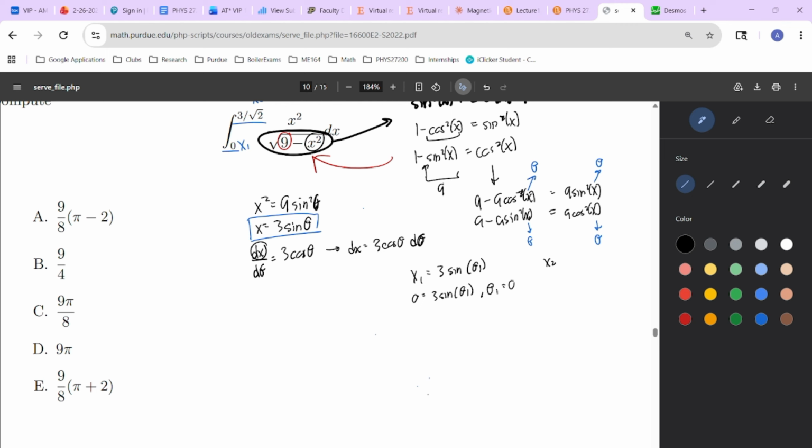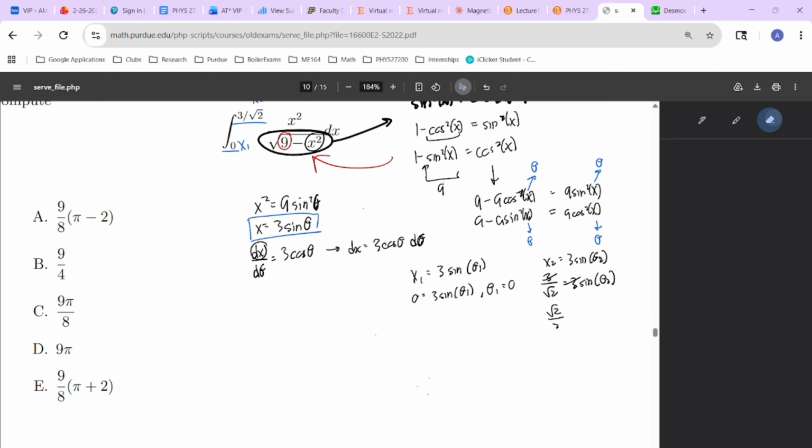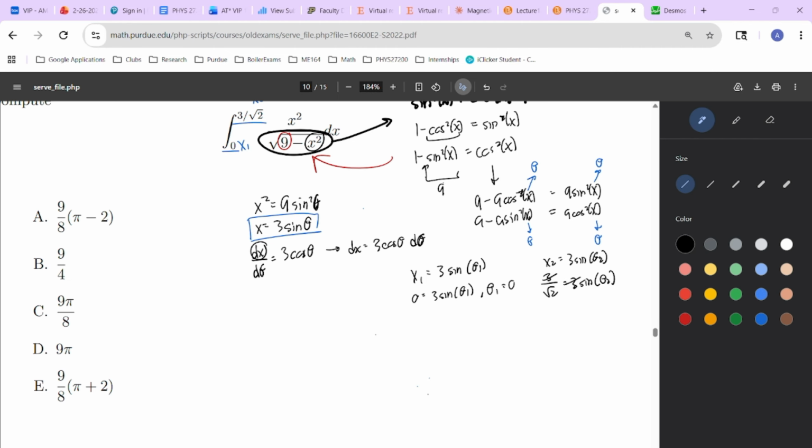And the same goes for x2, which is equal to 3 sine theta, and this would be our second theta value. This would be equal to 3 over root 2 equals 3 times sine of theta 2. Cancel out the 3's. Actually, better yet, I'll write it like this: 1 over root 2 is equal to sine of theta 2. This may look like an unrecognizable form, but this is really just root 2 over 2 if you multiply both sides of this fraction by root 2.